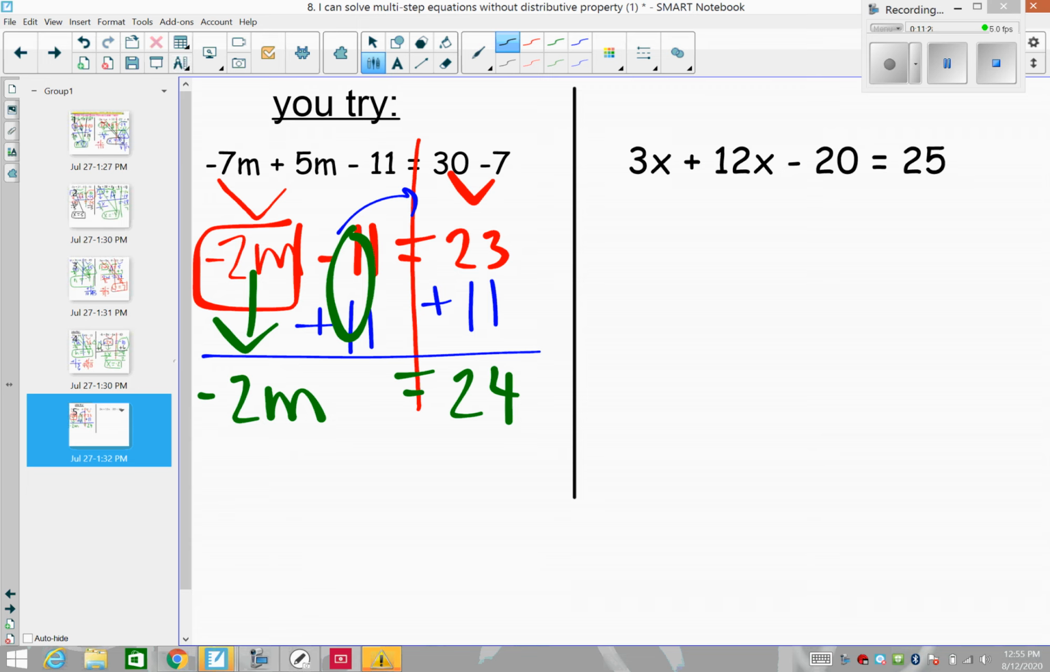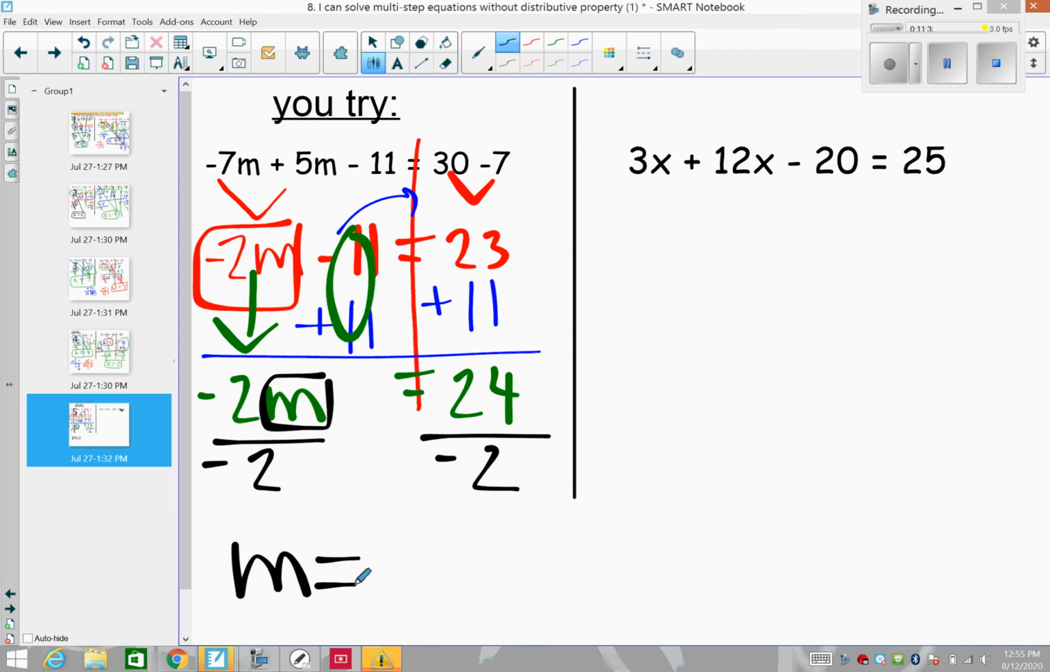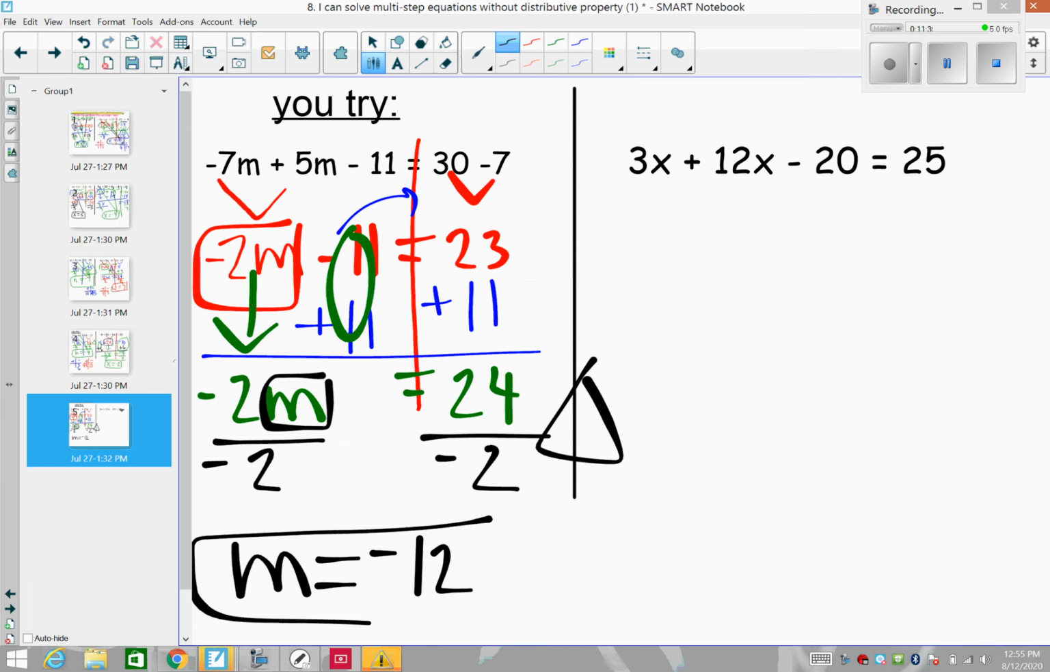Next step, get rid of the negative 2 that sits out front through division. Copy, paste, which results in m equals, this is a triangle problem, negative 12. So we believe that the solution to the equation is negative 12.